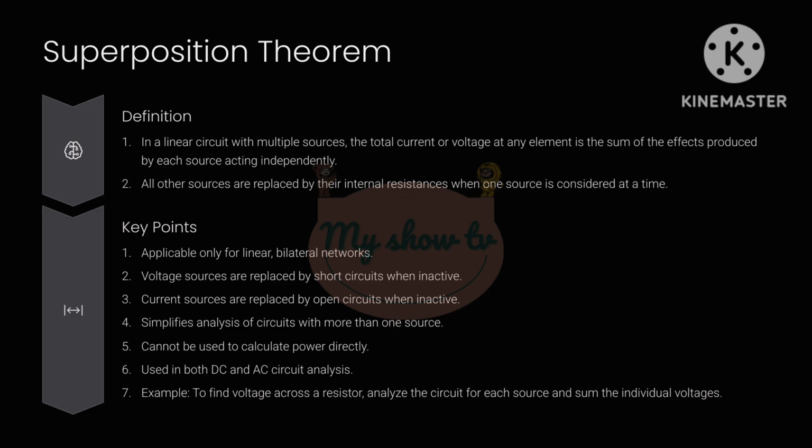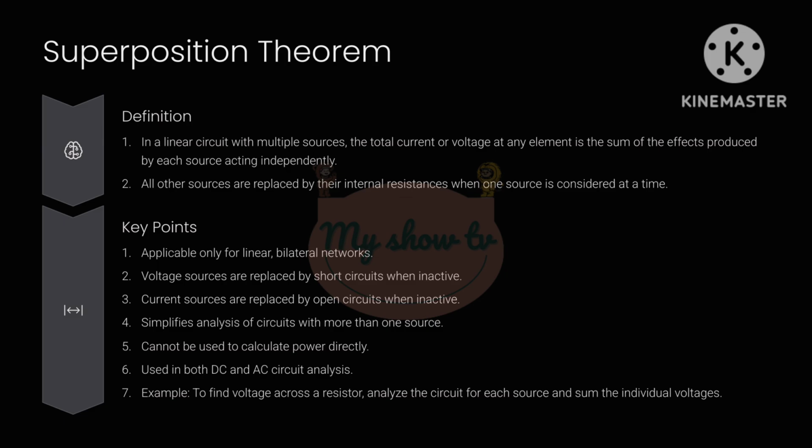The theorem states that in a linear circuit with multiple sources, the total current or voltage across an element is equal to the sum of the currents or voltages caused by each source acting independently, while all other independent sources are replaced by their internal resistances. When we consider one source at a time, we replace other voltage sources with short circuits, or wire, because an ideal voltage source has zero internal resistance. We replace current sources with open circuits, no connection, because an ideal current source has infinite internal resistance.